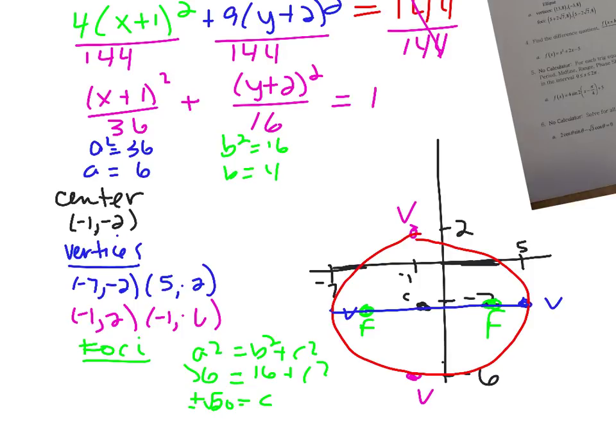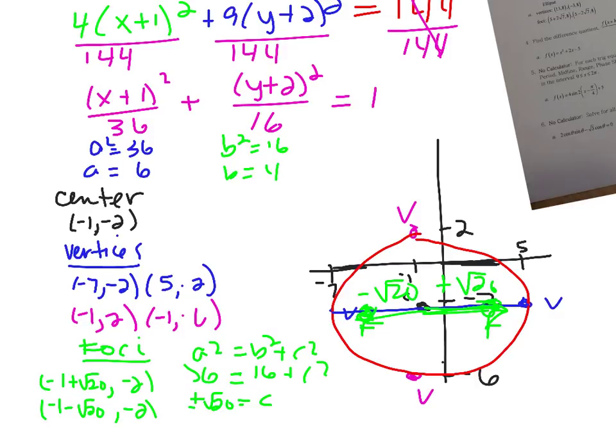So since we're going left, right, we're going to go to the right, add the square root of 20, and to the left, we're going to subtract the square root of 20 from the x value, because we're going left, right from the center. So it's negative 1 plus the square root of 20, comma, negative 2, negative 1 minus the square root of 20, comma, negative 2.